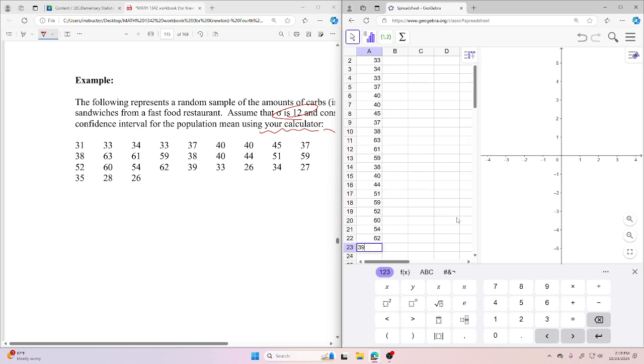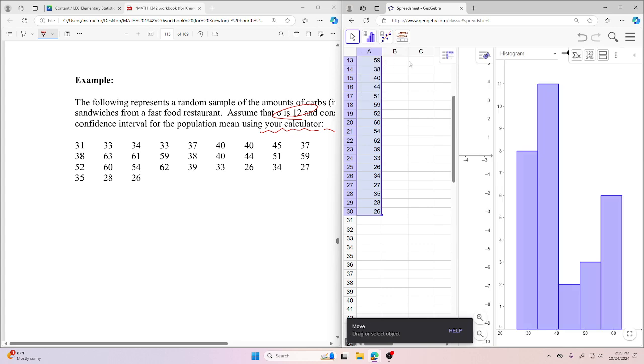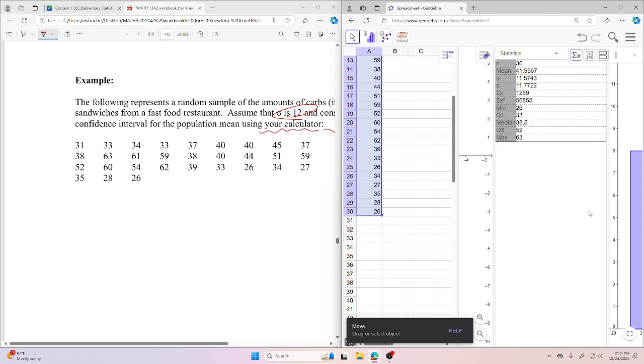I'm trying so hard here, and I'm going to get it wrong. We're close. Oh, we did it. Okay, highlight all this stuff, and then one variable analysis. We've done this before, right? This is no problem. And then the sigma x. Okay, and we got some numbers.